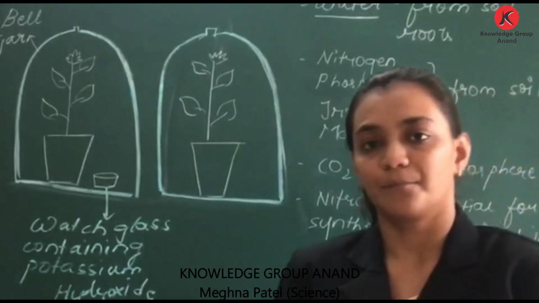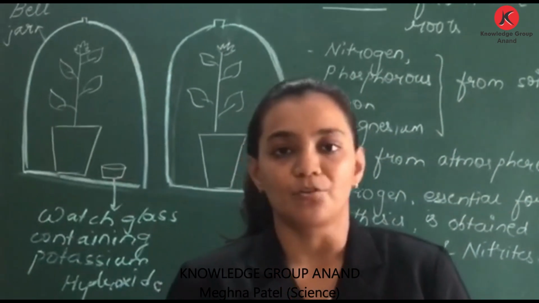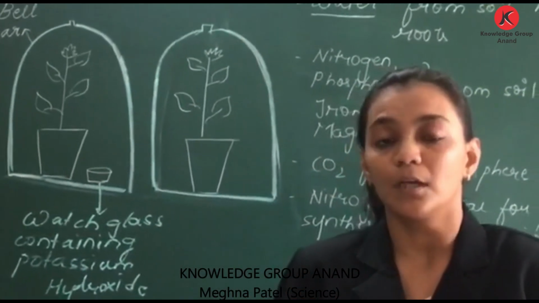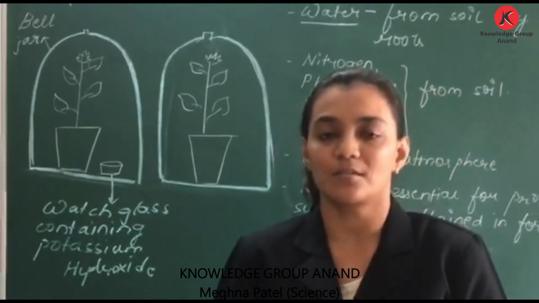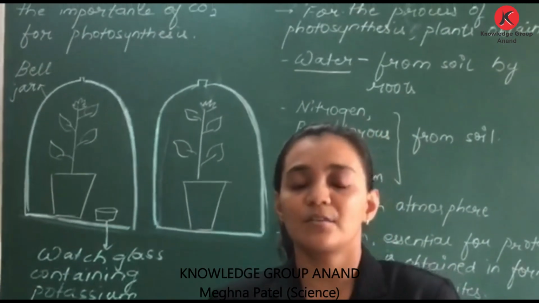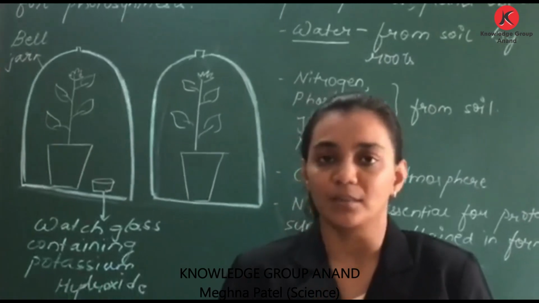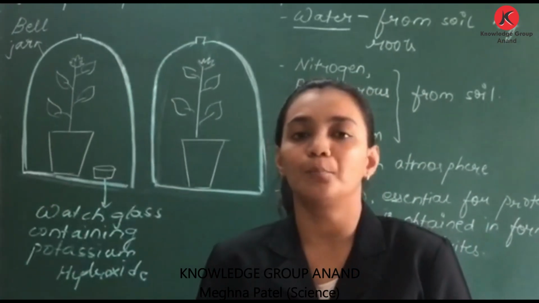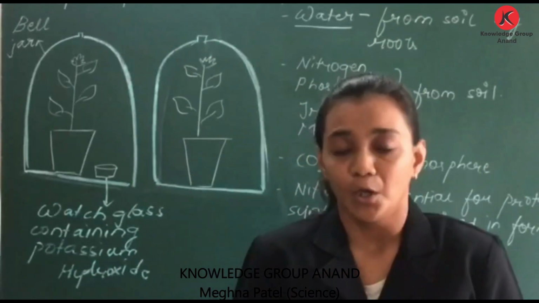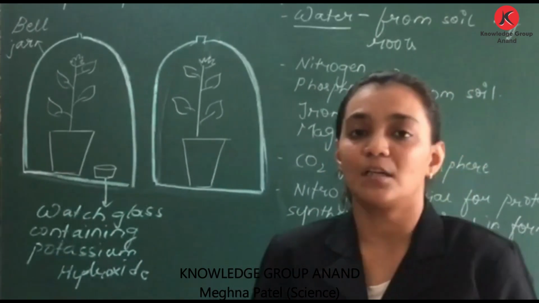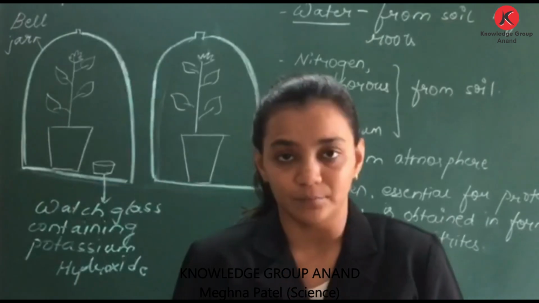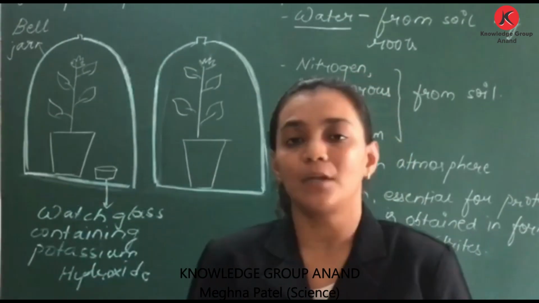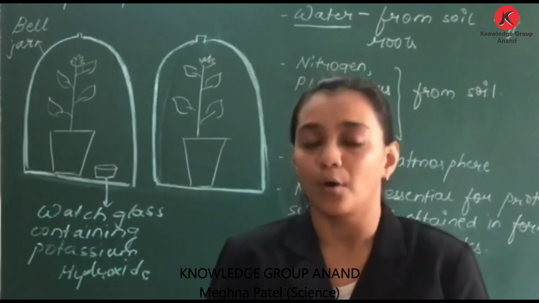Dear students, in the previous lecture, we discussed the process of photosynthesis in plants. We discussed autotrophic nutrition, in which plants are able to prepare their own food using raw materials taken from outside. The raw materials included carbon dioxide and water.